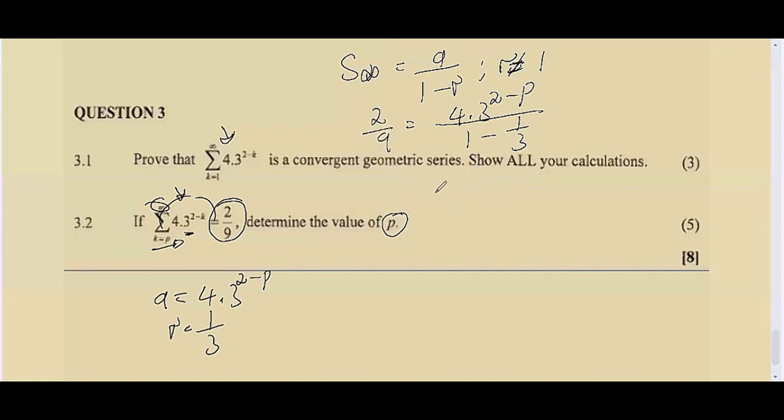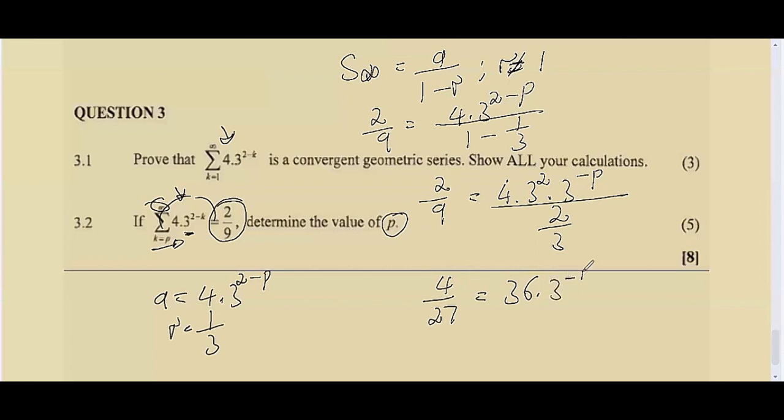Right. So now let's calculate. We'll have 2 over 9 equals 4 times 3 to the exponent of 2. And then let's break down this one, 3 to the exponent of 2, and then 3 to the exponent of negative p, right? Then over, what is 1 minus 1 over 3? That's equal to 2 over 3. Now we can take this whole 2 over 3 multiplied with 2 over 9. So 2 over 3 multiplied by 2 over 9, that's equal to 4 over 27. Then here we have 4 times that. So what is 4 times 3 to the exponent of 2? That's 36, and then we have 36, and then 3 to the exponent of negative p.